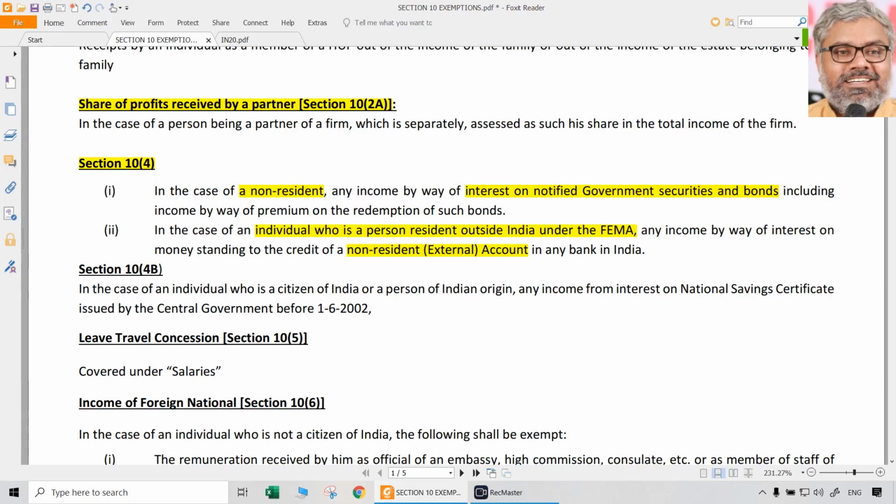Any interest in that account is completely exempt from tax. Of course, interest rates will be very low. That's a different story. But still, whatever interest is earned in the non-resident external account will be exempt from tax under section 10(4).